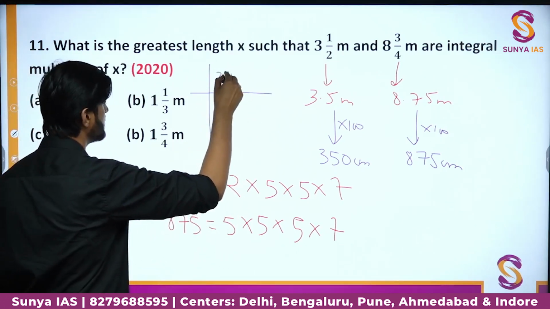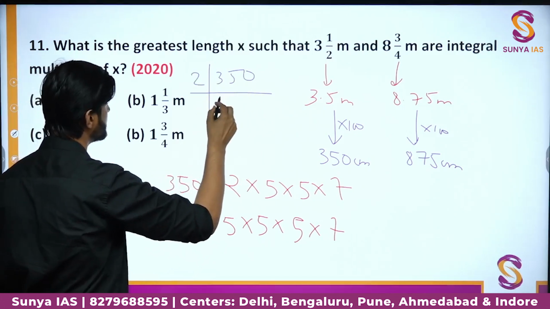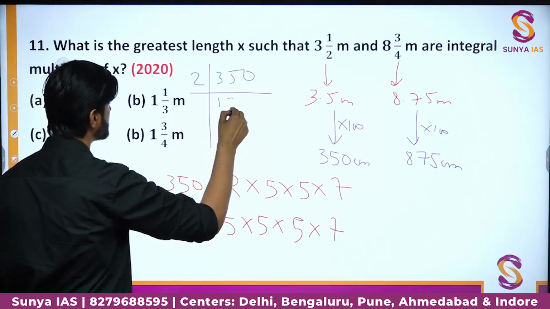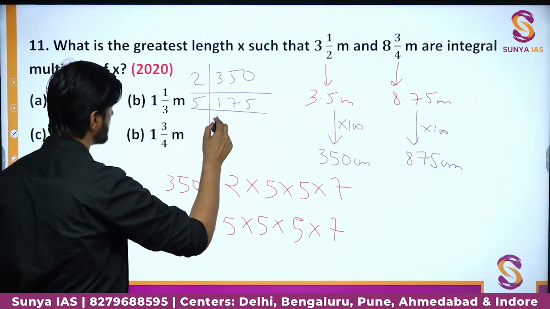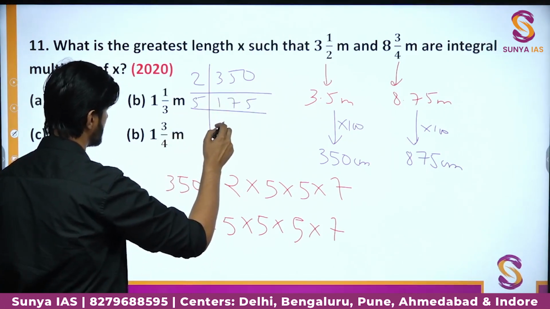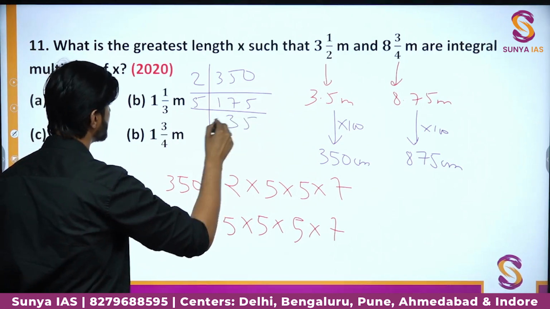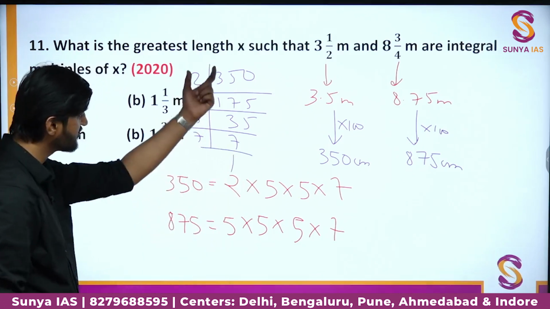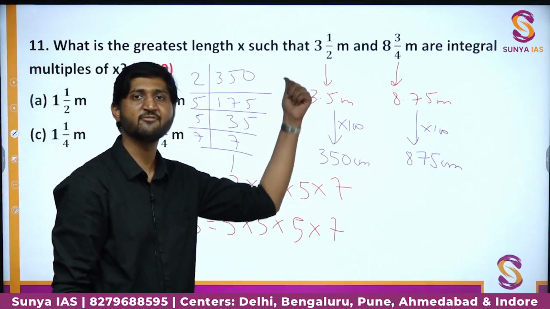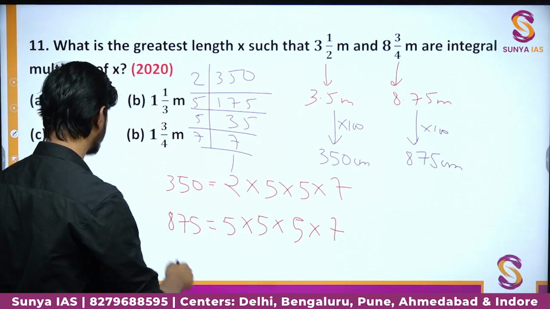Just take 350 divided by 2, you will get 175 I guess. Then again divided by 5, you will get how much? 35. Further divided by 5, you get 7, and then 7, this will end. So, this is the way of writing down the factors by the prime factorization method. That is what I have done.